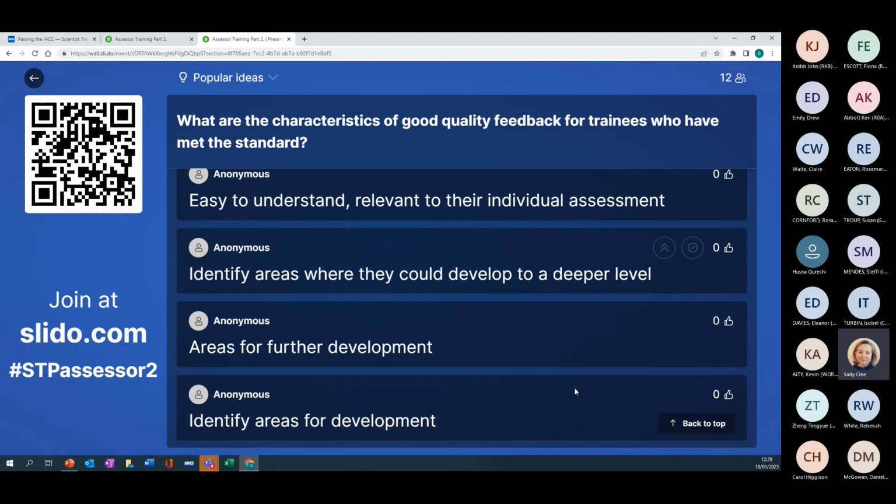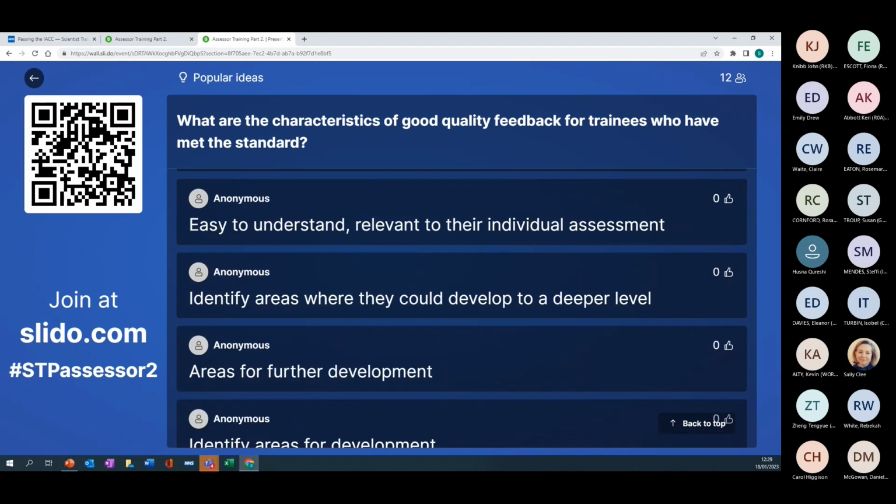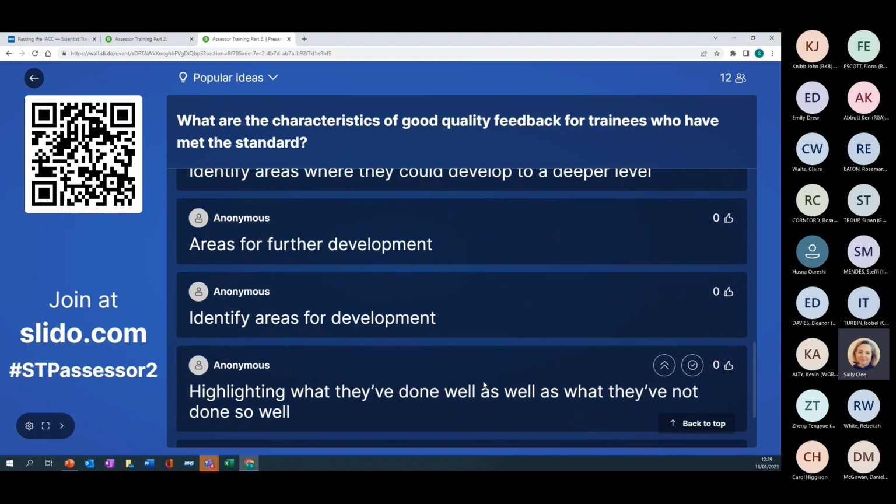You might have picked up on a particular area that they're particularly passionate about as part of the science. And that might be something else that you suggest, what they can do to go and develop that further. Yeah, that it's easy to understand, definitely, the feedback. Yeah, and it's relevant to their individual assessment. That it's not just cut and paste from somebody, just generic statements, definitely. Identify areas where they could develop to do it to a deeper level. Exactly, it's that stretch and challenge, isn't it? Areas for further development, yeah.